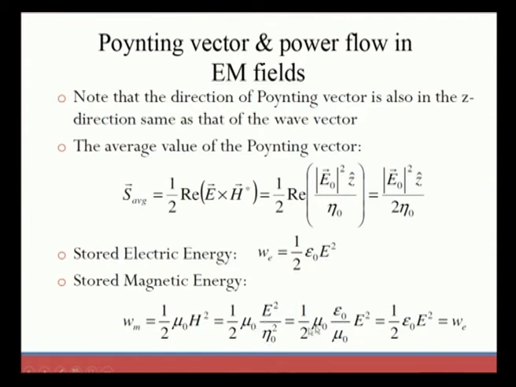We know that 1 by eta naught square is equal to epsilon naught divided by mu naught. So, the 1 by eta naught square value here is replaced by epsilon naught divided by mu naught. Here we cancel this mu naught and finally we end up with 1 by 2 epsilon naught E square, which is equal to W E, the stored electric energy. This proves the Poynting theorem, which says that the stored electric energy is always equal to the stored magnetic energy at any instant.